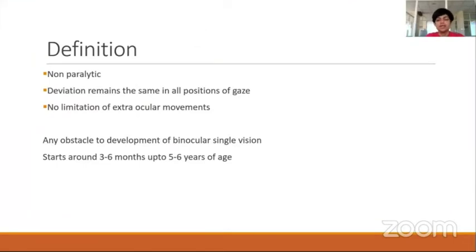So what exactly is a concomitant squint? It is a non-paralytic kind of squint. Basically, you're dealing with a deviation which remains the same in all the positions of gaze, and there is no limitation of extraocular movements.